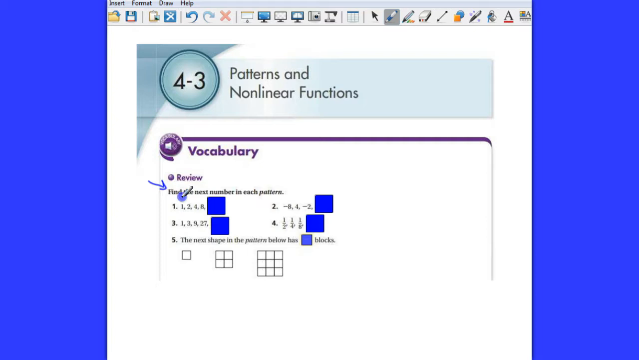So take a look at the first one and see if you can figure out what number follows in the pattern there. 1, 2, 4, 8. And if you notice, it looks like it's doubling every time. So the next number there would be 16.